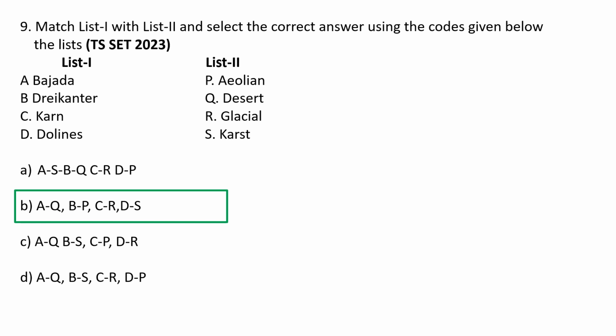So Bajada, this is formed in the desert region. And Drumlin, this is formed due to Aeolian landform, and Cirque, it is a glacial landform, and dolines. So dolines are formed in the karst region. So these are formed due to underground water. So that's why B is the correct option.